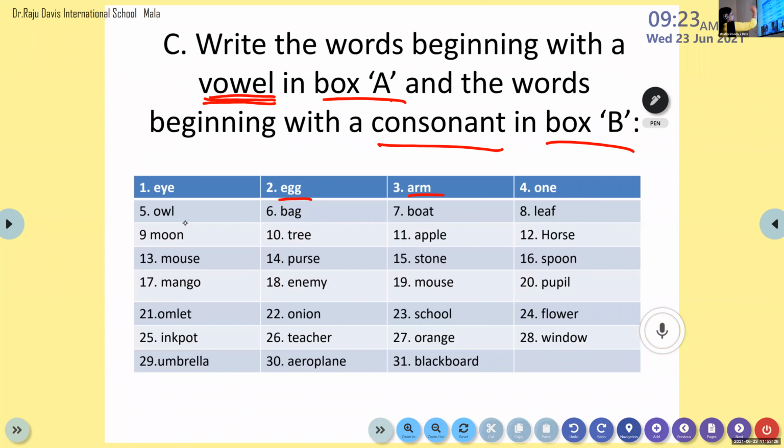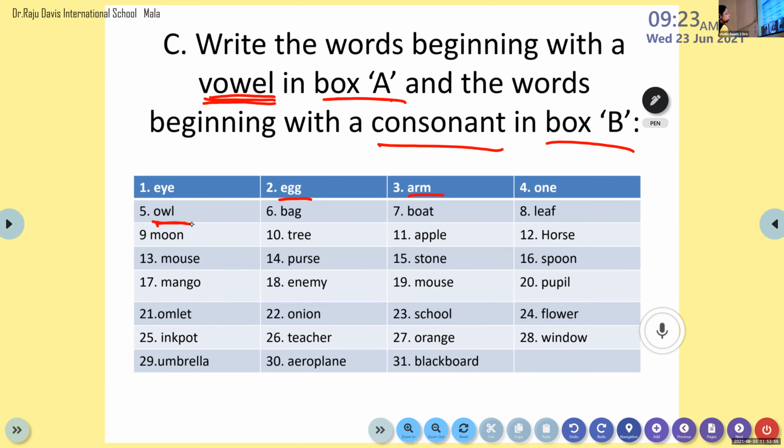It is owl. Yes. Ansel. Come on, Ansel. Ansel, unmute it. Yes, ma'am. Box A. Yes. Read the fifth word. How do you read? Come on, read it. Owl. How do you pronounce the word? It is owl. O-W-L. It is owl.